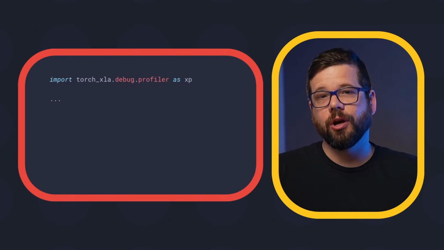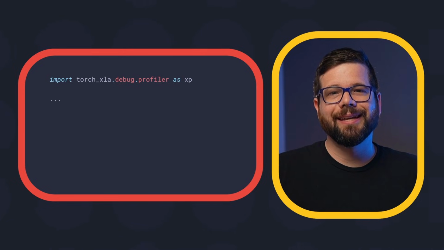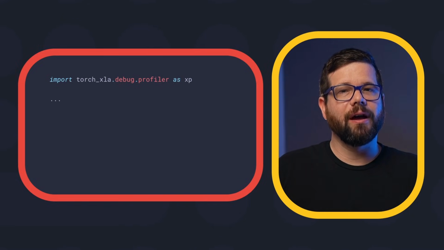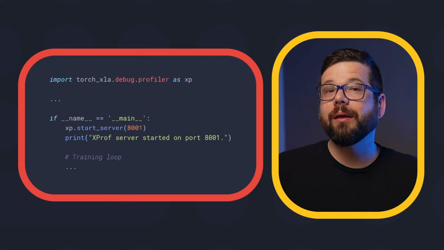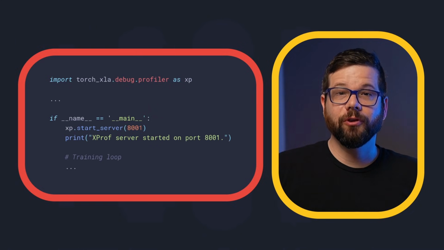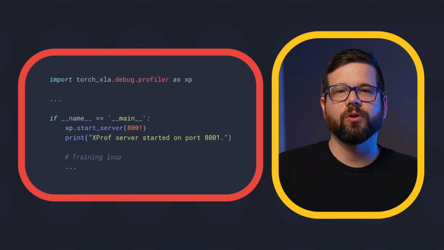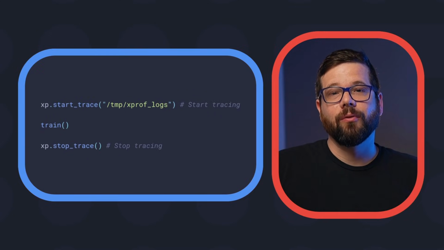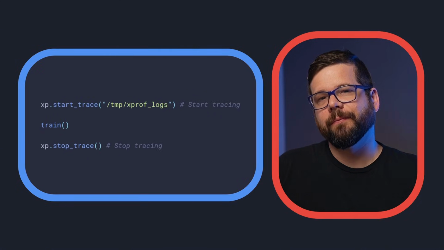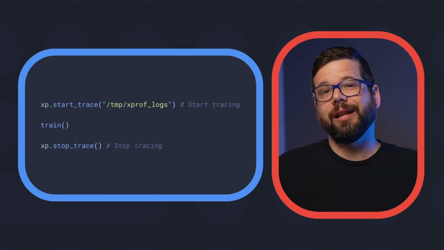To profile your code, you'll use the torch_xla.debug.profiler module, usually imported as xp. There are three main parts to add. First, we import the profiler and then start the profiler server before training. Next, we wrap a section of code that you want to profile. This is often your main training loop.